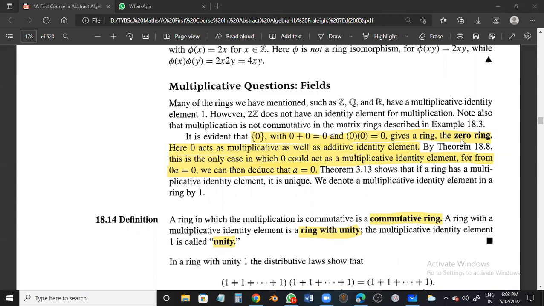Yesterday we have seen zero ring. Zero ring itself means, I hope I am properly audible. Am I? Yes, ma'am. Okay.